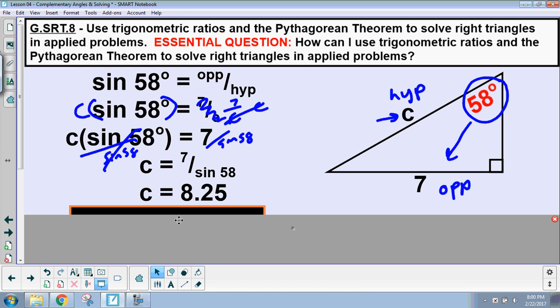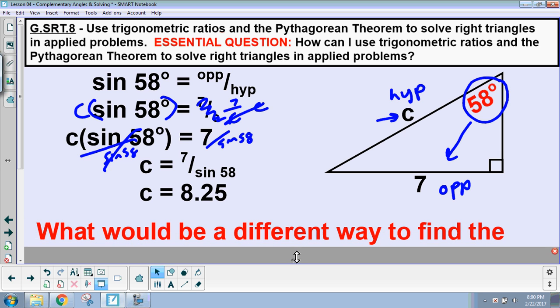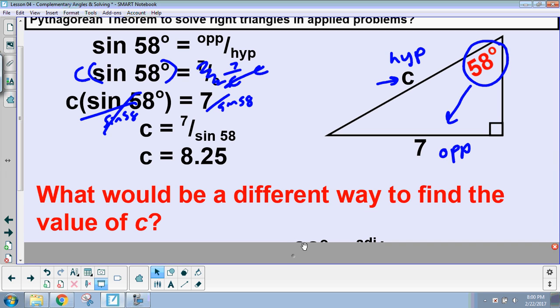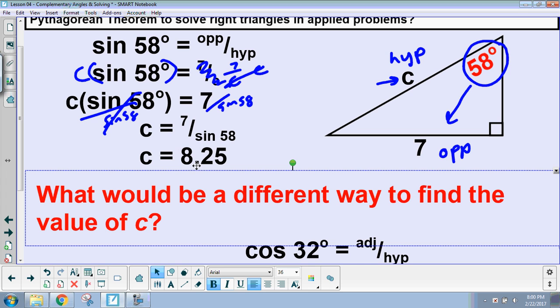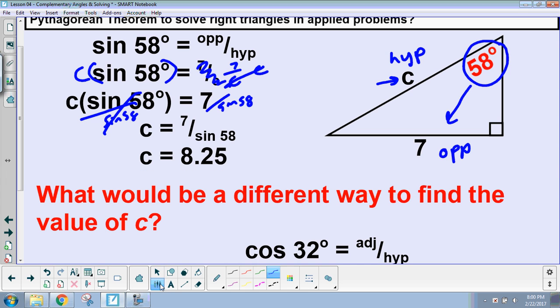Let me get rid of this thing. Cool. So, what would be a different way to find the value of c? Cosine 32. Where did the 32 come from? Oh yeah, complementary angles. This should be 32 degrees. And if that's 32 degrees, then this opposite turns into an adjacent side, again, relative to 32 degrees.